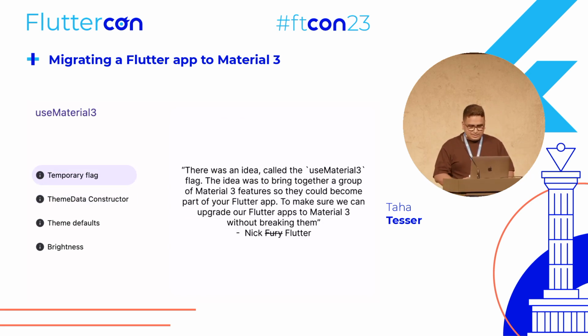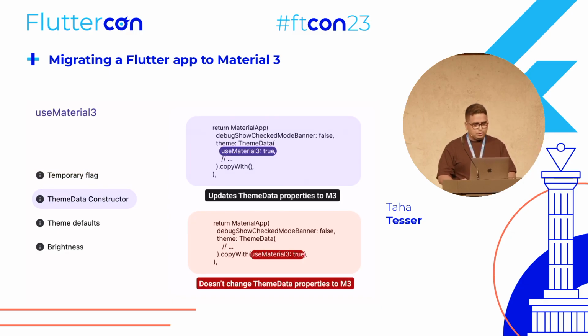So this flag is set to false by default. It is a bool flag. So when you use this flag, you enable Material 3 features, which is pretty easy to understand. So where do you use this flag? You use this flag in the theme data constructor. When you set this flag to true, there are a lot of things happening in your app. Some are very visual, some are under the hood.